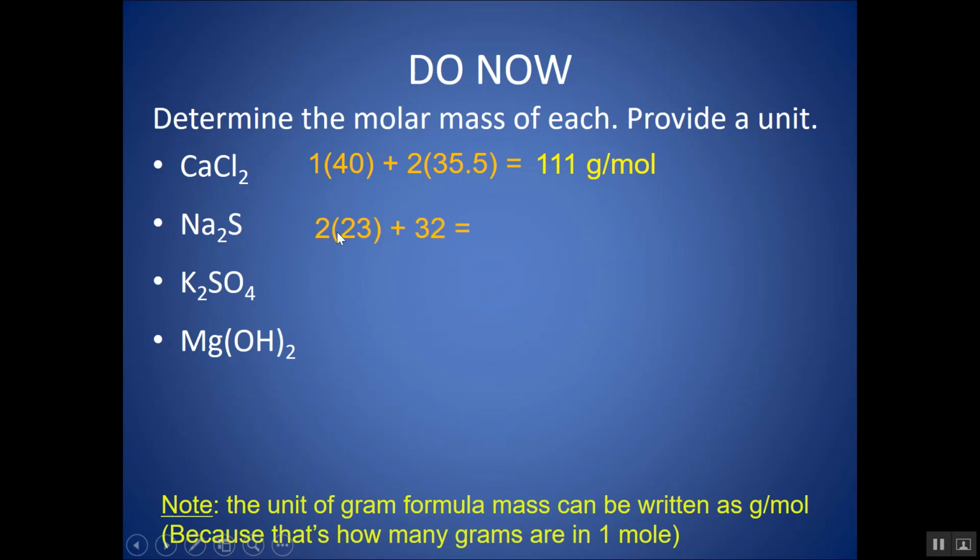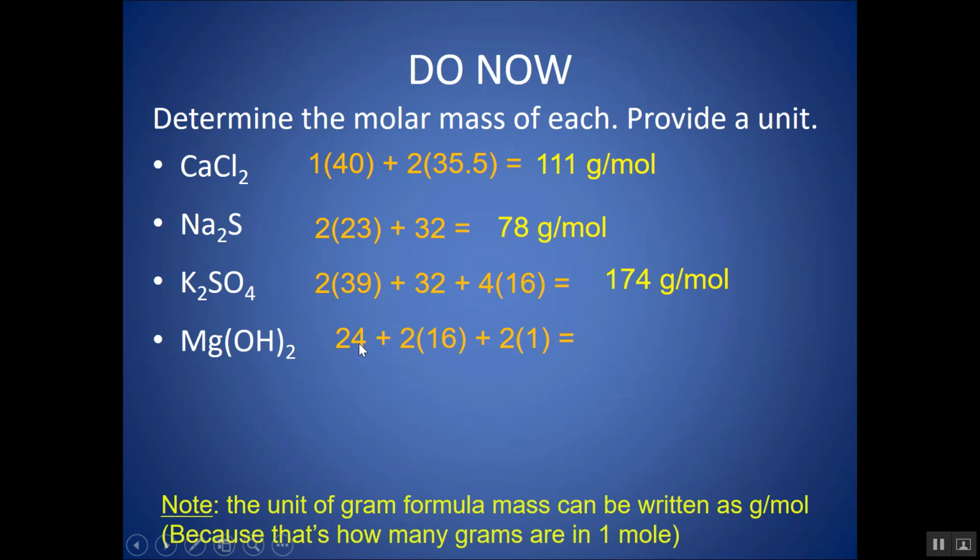Na2S, there's 2 Na, they have atomic mass of 23. There's 1 sulfur with an atomic mass of 32. If I add it up, I get 78. And for molar mass, I'll put grams per mole. That's how many grams are in 1 mole of Na2S. The next one, there's 2 potassiums, there's 1 sulfur, 32, and there's 4 oxygens, 16. And I add that up, and I get a molar mass of 174 grams per mole. And here there's 1 magnesium, that has an atomic mass of 24.